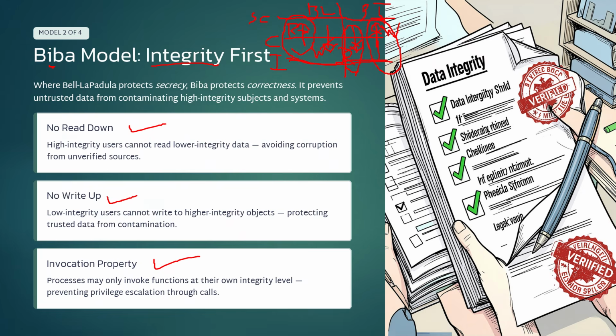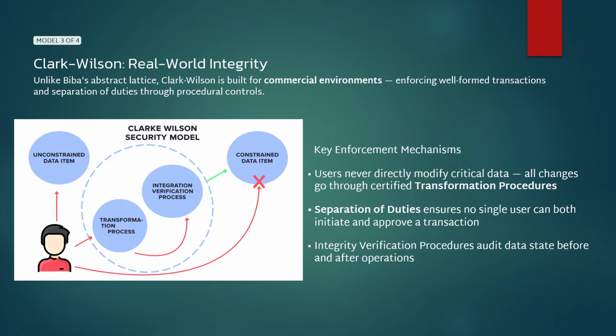Let's go to the next one, and that is the Clark-Wilson model. Whenever you remember the Clark-Wilson model, that is separation of duty. That's the keyword that you have to remember. Where does Clark-Wilson work? It works in banks. And in banks, we have to strongly follow the separation of duties. So the Clark-Wilson model means separation of duty.